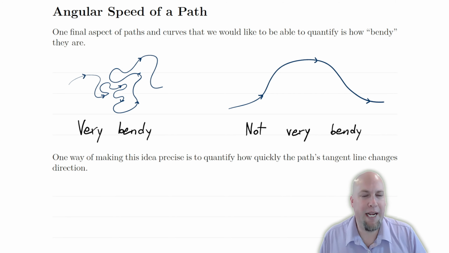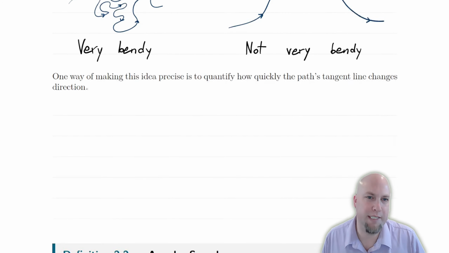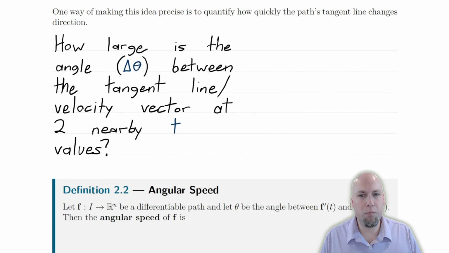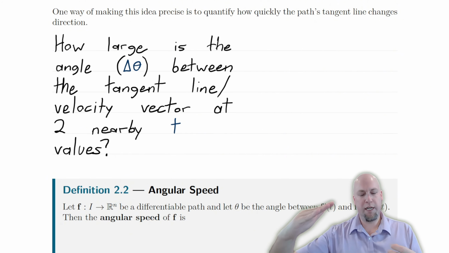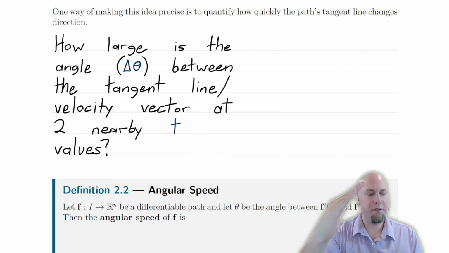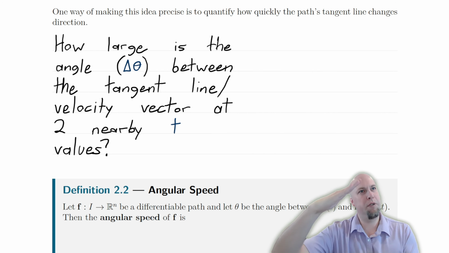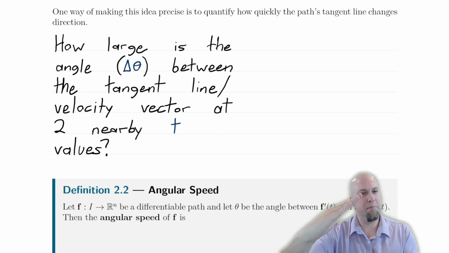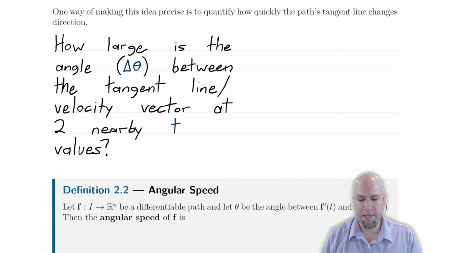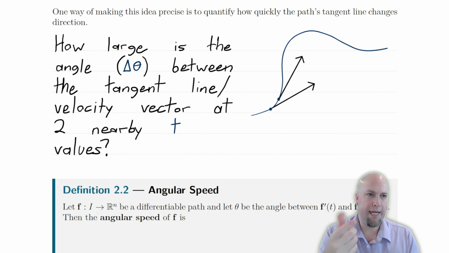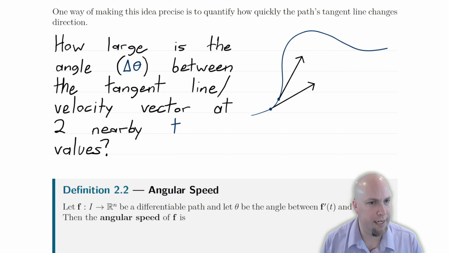But how do we actually turn this into a mathematical definition? What really are we measuring here? The direction of the path is encoded by the tangent line or the velocity vector. So what I'm going to do is compute the velocity vector at one point in time, and then compute the velocity vector at another slightly later point in time. Then I'm going to ask, how much did the angle between those two velocity vectors change?